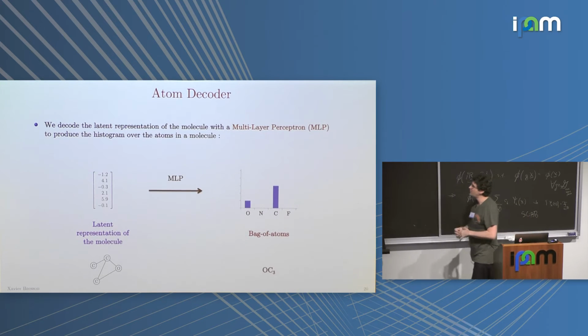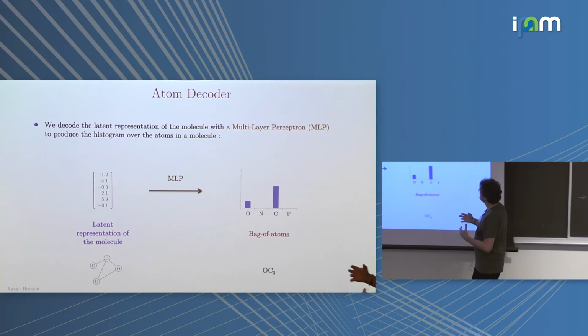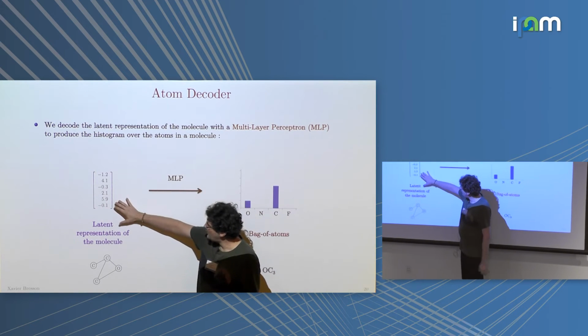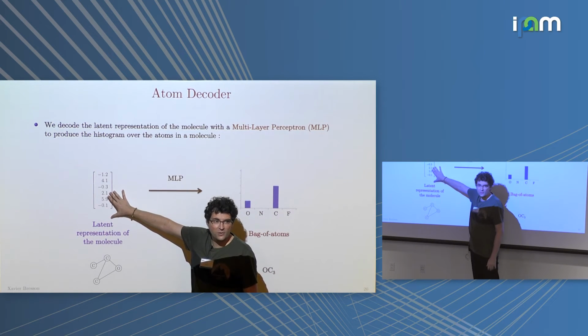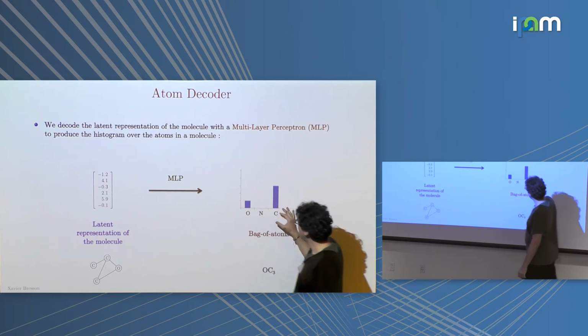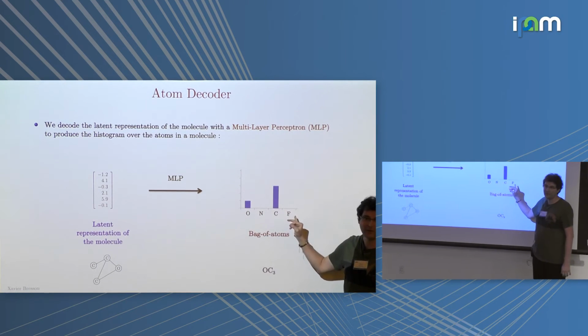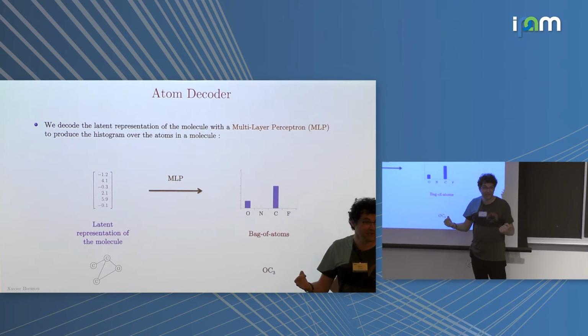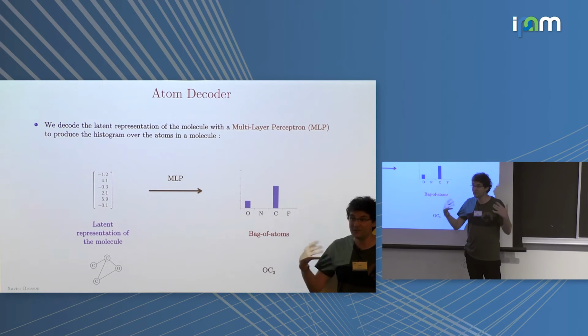So the atom decoder is easy to do. The input is going to be the continuous representation of the molecule, a vector of fixed size, and the output is going to be the histogram of the atoms. So it's also a vector of fixed size. When everything is fixed, you can use an MLP.